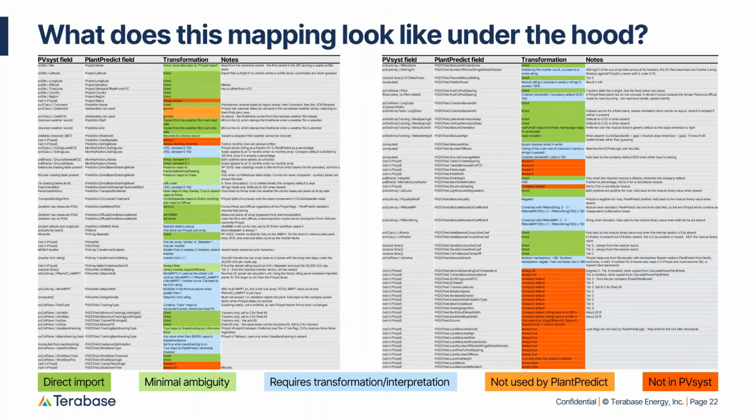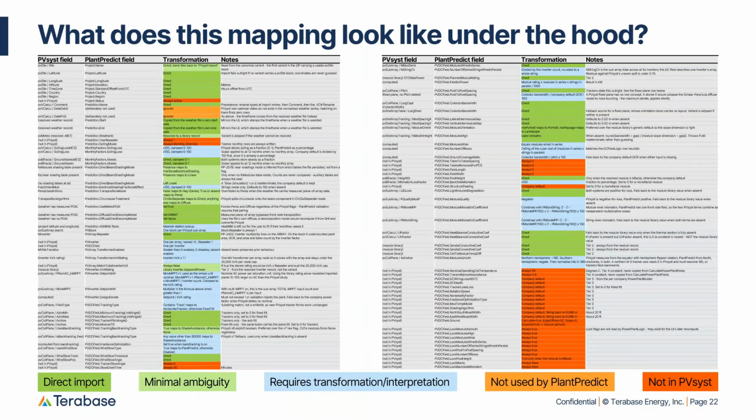What is interesting here is that I've color coded it. It's a little bit rough, but basically green means direct import. You can take it from PVsyst, copy it to PlantPredict, and it's going to work perfectly. Light green is minimal ambiguity. You may need to add some logic to it, but it's fairly simple. But then you have the blue ones. All the blue ones are things where you need a transformation or some interpretation, like transforming a fraction into a percentage, or taking multiple inputs and combining them to derive the resulting property.